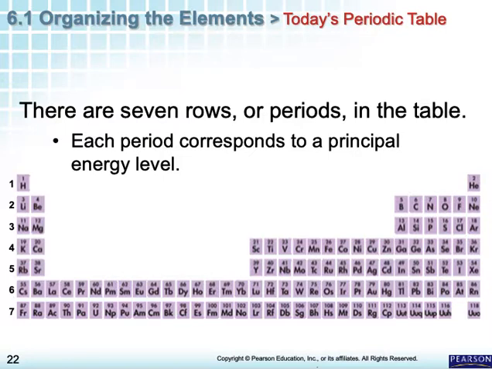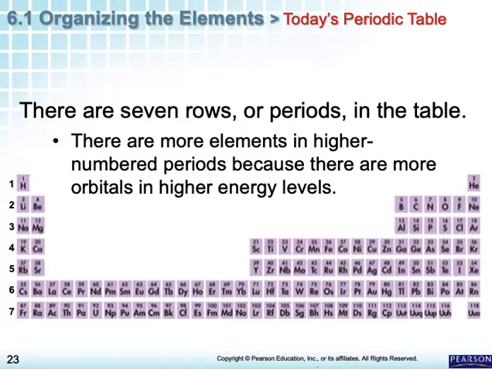There are 7 rows or periods in the periodic table, and each period corresponds to a principal quantum energy level. There are more elements in higher numbered periods because there are more orbitals in higher energy levels, because there are more sublevels. And so the first row only has s, the second has s and p, etc.